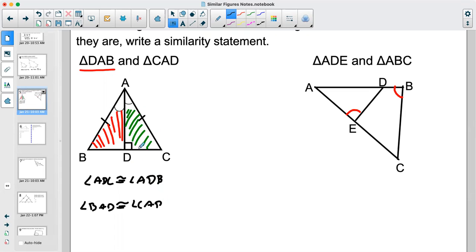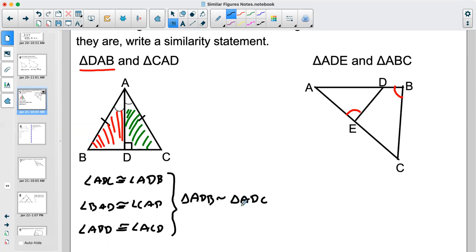And because these are triangles, if two of the angles are the same, then the third one has to be the same. So I could say angle ABD is congruent to angle ACD. So these are definitely similar triangles. And the similarity statement, I got to make sure that I do this in the right order. I could say triangle ADB is similar to triangle ABC.